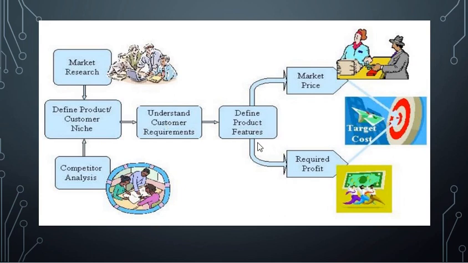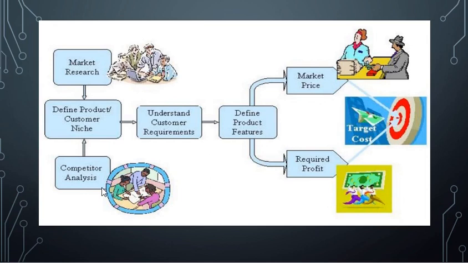Then he defines the product features. After studying the customer's requirements, he designs the product, and he makes sure that his price is satisfied in the market, as well as his profit is being acquired. When he does all this, he will make a research of the market price, as well as whether he will get his required profit back. So if the market price is satisfying the budget he has planned, and he is getting the required profit, then he has achieved the target cost.